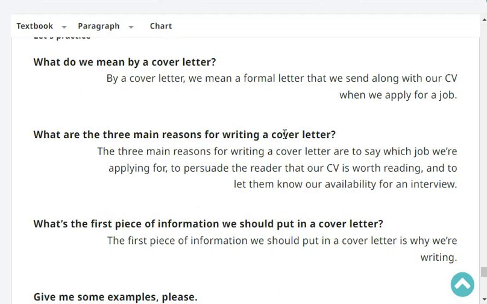What are the three main reasons for writing a cover letter? The three main reasons for writing a cover letter are to say which job we're applying for, to persuade the reader that our CV is worth reading, and to let them know our availability for an interview.